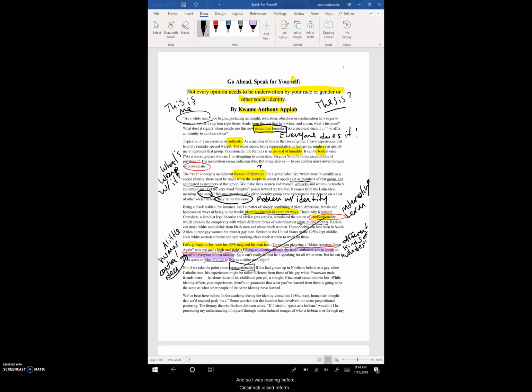And so I was reading that before. Cincinnati raised Reformed Jew. While identity affects your experiences, there's no guarantee that what you've learned from them is going to be the same as what other people of the same identity have learned. We've been here before, and as soon as I see that, it indicates to me that we're dealing with a little bit of historical context. So I'm just going to mark that down, historical context.